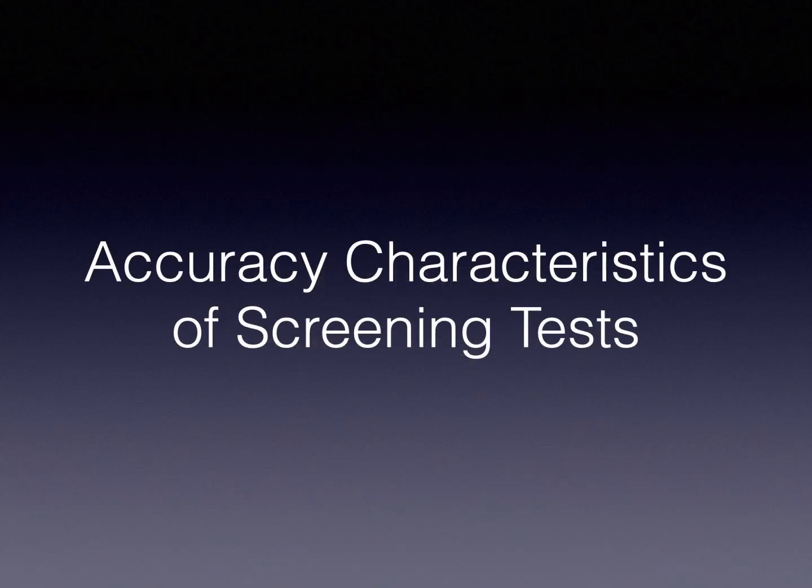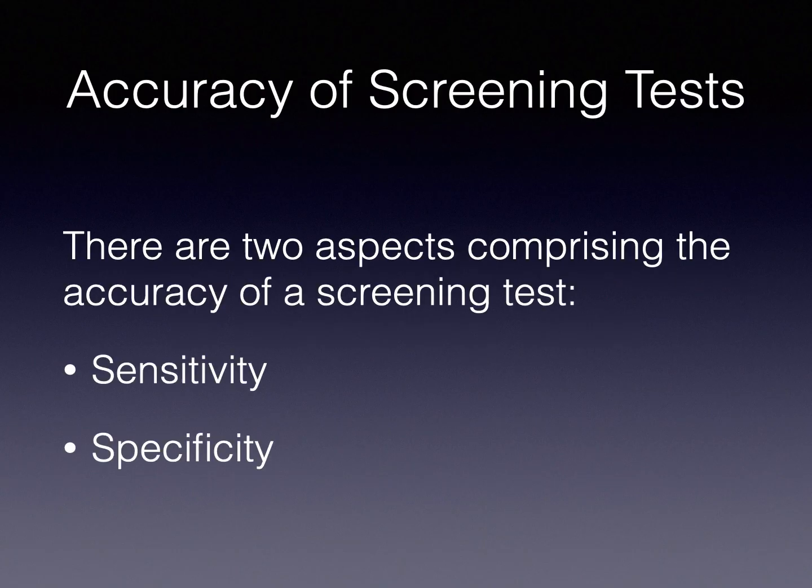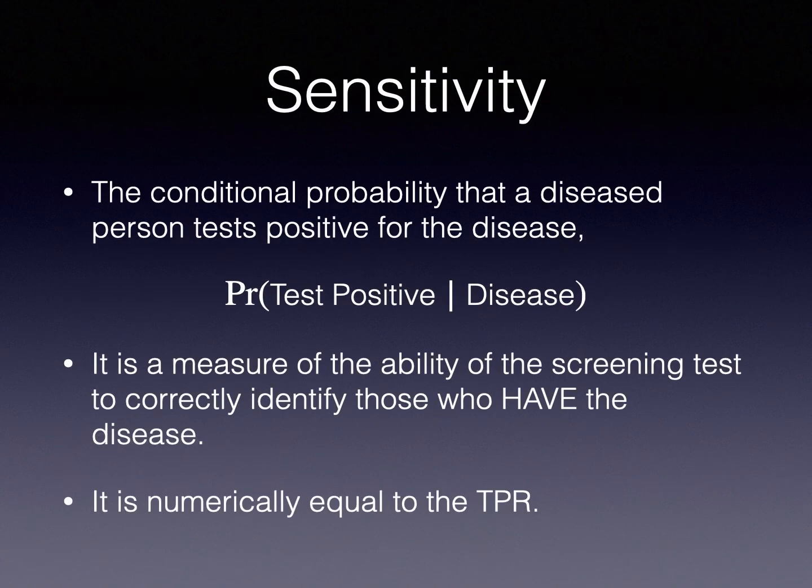All right, next, let's look at how to characterize the accuracy of screening tests. Now, there are 2 aspects comprising the accuracy of a screening test. These 2 aspects are called the sensitivity of the test and the specificity of the test. The sensitivity of the test is the conditional probability that a diseased person tests positive for the disease. It is a measure of the ability of the screening test to correctly identify those who have the disease. It is numerically equal to the true positive rate.